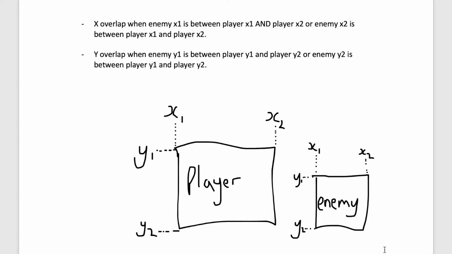Okay, so I drew this little diagram to help me visualize when the blocks would be overlapping. There's an x-axis overlap when the enemy block's x1 value is between the player's x1 and x2 value, but that's not the only time there's an x-axis overlap. The player and enemy would also be overlapping when the enemy's x2 value is between the player's x1 and x2. And then we have the same thing happening for the y-axis. When both the x-axis and the y-axis are overlapping, the player is touching the enemy and should get a game over.